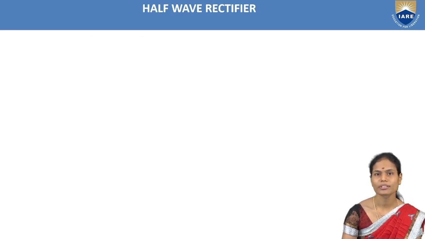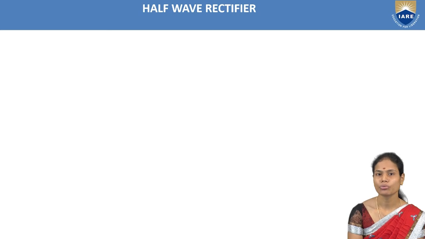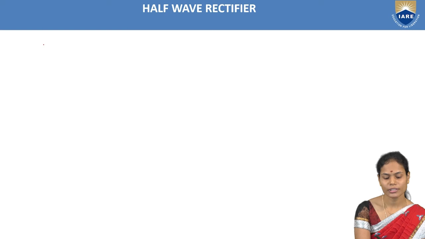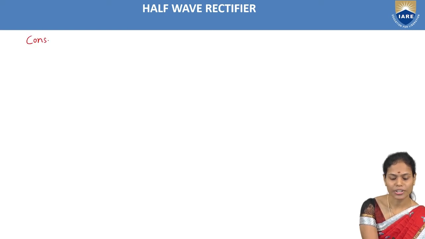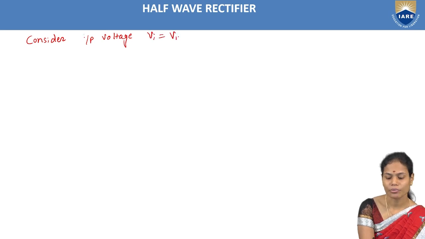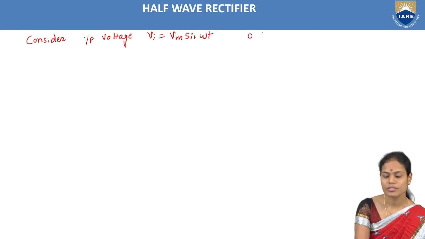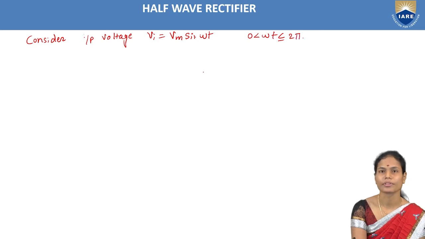Before going for the analysis, first of all we have to know how much input voltage we are getting, and how much output voltage as well as output current we are getting from the output of the rectifier. For that I am considering my input voltage as Vi equal to Vm sin omega t, for the range 0 to 2 pi.